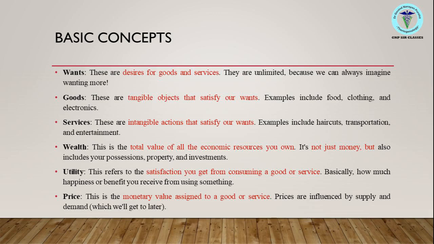Wealth. This is the total value of all the economic resources you own. It's not just money, but also includes your possessions, property, and investments. Utility. This refers to the satisfaction you get from consuming a good or service. Basically, how much happiness or benefit you receive from using something. Price. This is the monetary value assigned to a good or service. Prices are influenced by supply and demand, which we'll get to later.